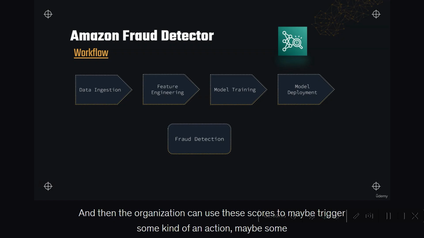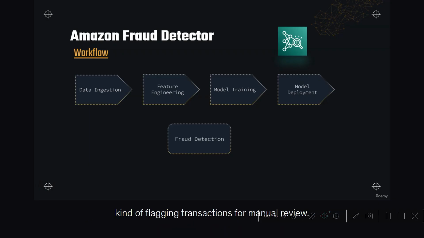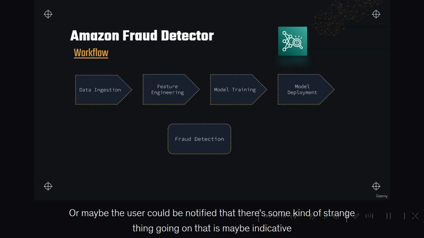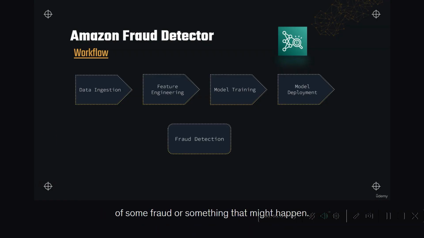And then the organization can use these scores to maybe trigger some kind of an action, maybe flagging transactions for manual review. It can also maybe block them entirely. So if this is a very suspicious activity, it could be blocked, or maybe the user could be notified that there's some kind of strange thing going on that is maybe indicative of some fraud or something that might happen.